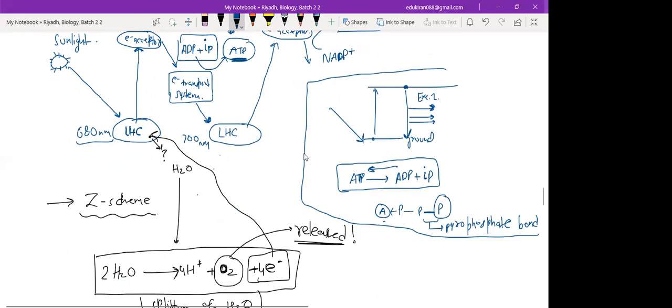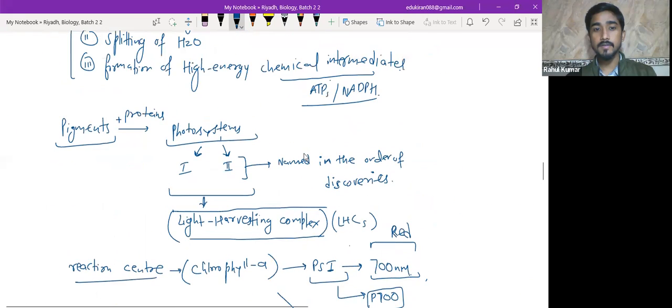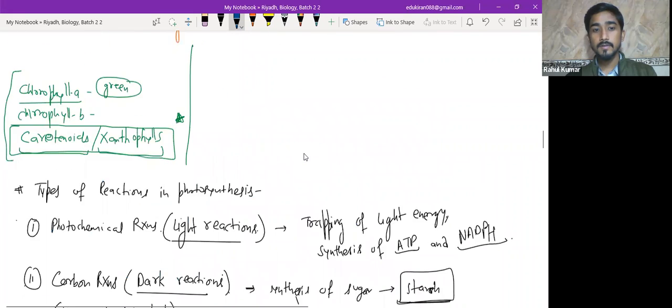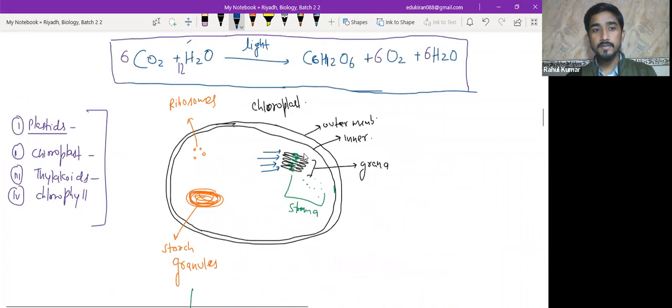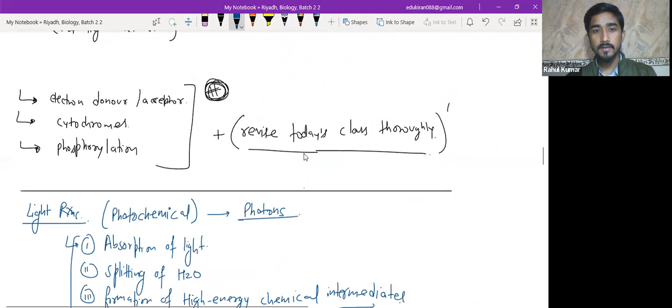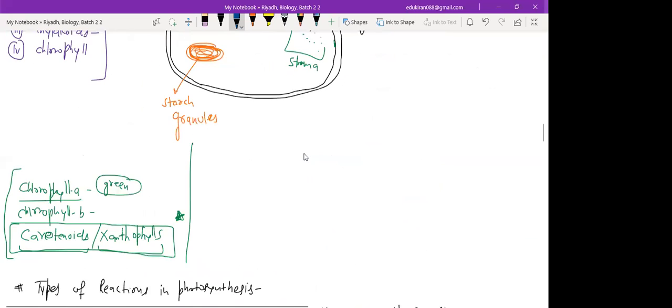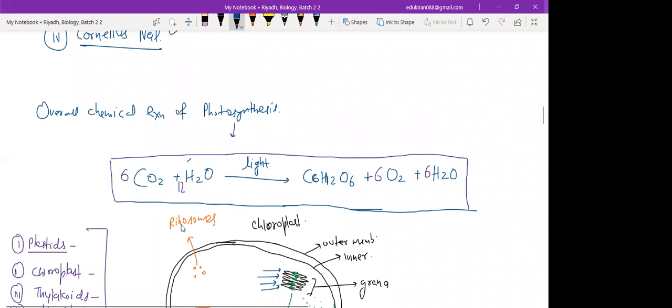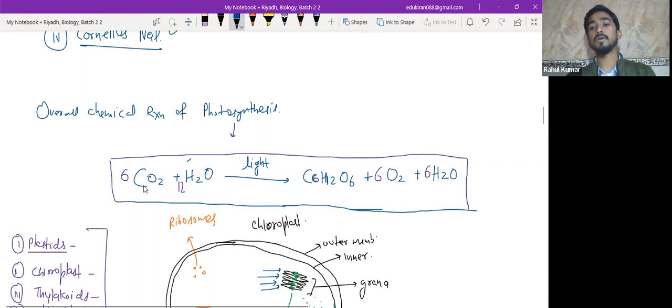I told you we have already written the complete reaction of photosynthesis. Where is it? Where is the complete reaction of photosynthesis? We did write it, right? Yes, sir. So 6 CO2 is required to make 1 molecule of glucose, correct?